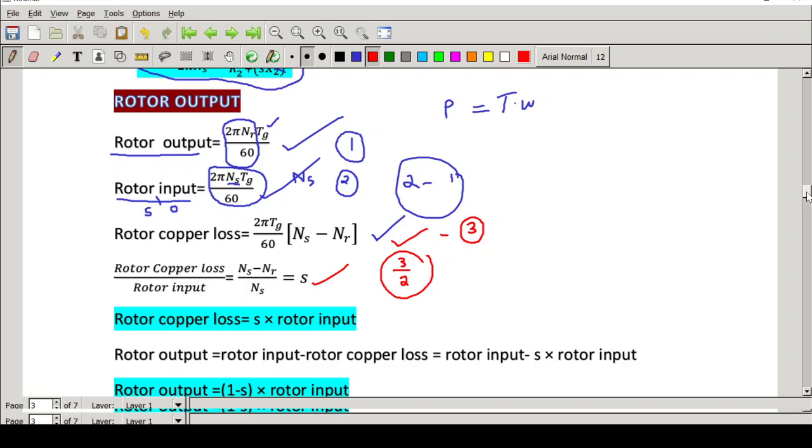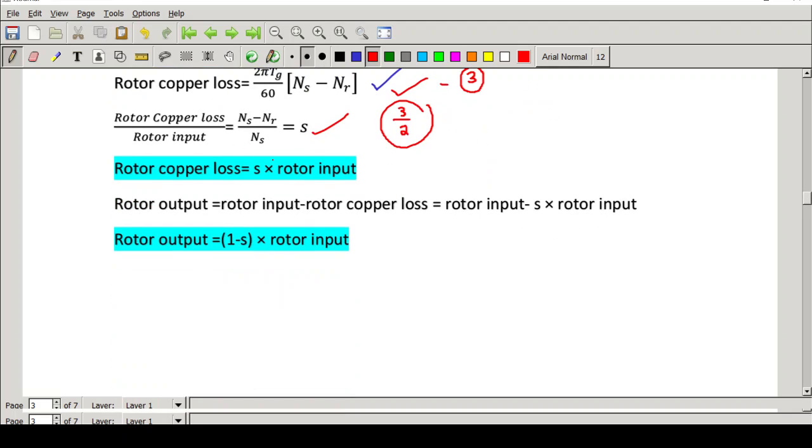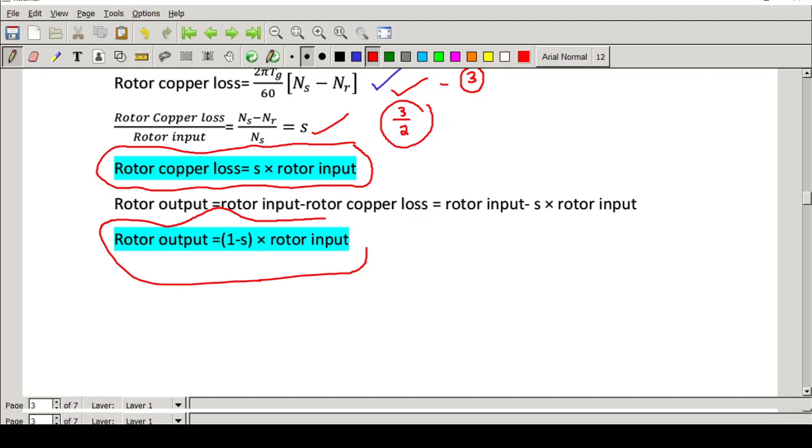This is a very important relation. Suppose you are asked to find the rotor copper loss and the rotor input is given, you can use this relation: rotor copper loss is equal to S into rotor input. In the same way, we can find a relation like rotor output is equal to (1 minus S) into rotor input. Because rotor output is what? Rotor input minus rotor copper loss. That means rotor input minus, instead of the rotor copper loss, I will substitute this equation. So you will get this expression. These two equations are also very important.